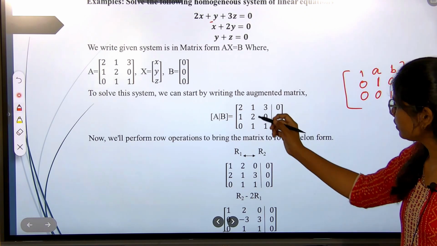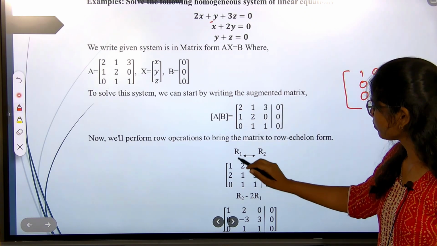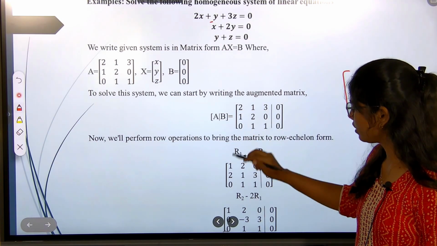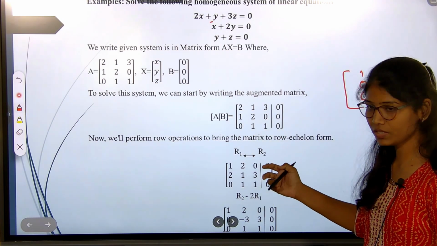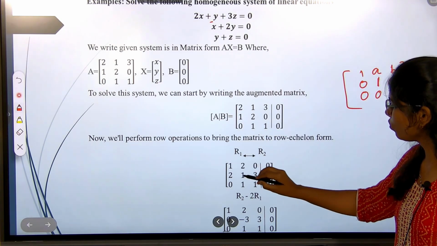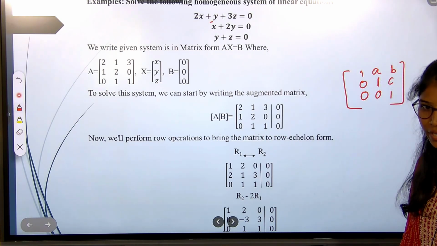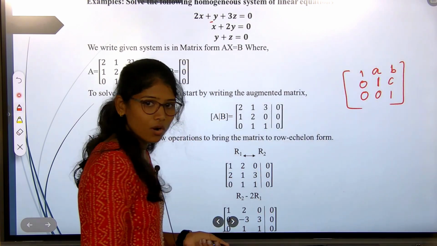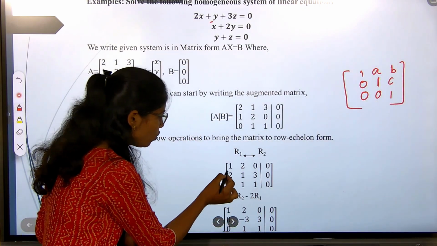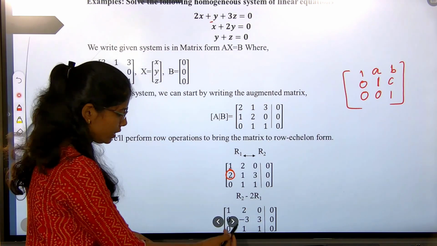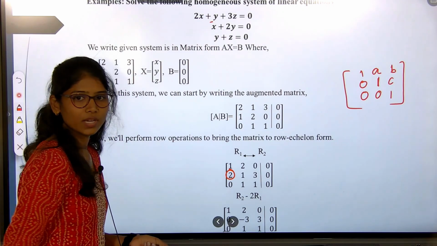For that, first we interchange R1 and R2 because 1 is here. So after interchanging rows, here is R1: 1, 2, 0, and R2: 2, 1, 3. Again 0 also interchange. Then for row echelon form, we have to make these two as 0. Here 0, 0. It is already 0. So make these two as 0.